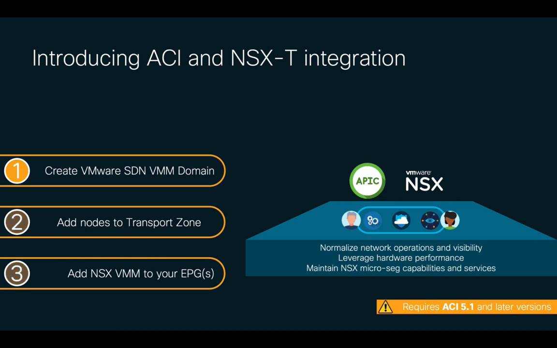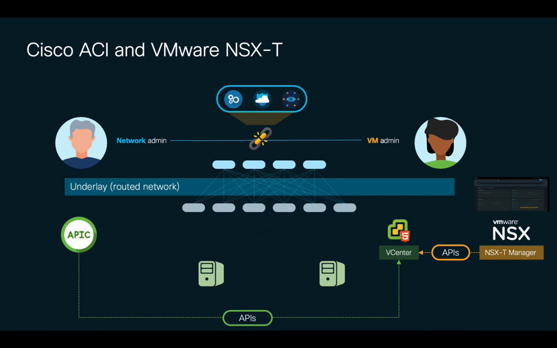First, you have to create an NSX VMM domain, which is called VMware SDN in ACI. Then, you associate your compute nodes to the transport zone on NSXT Manager. And last, you associate your EPGs to the NSX domain you created on step 1. That's it. Let's now take a closer look at these steps and how the integration works.